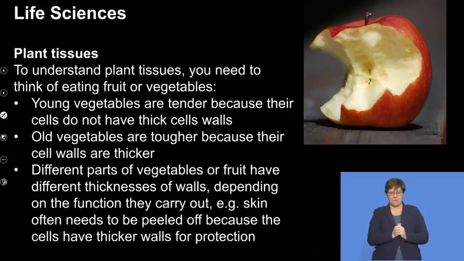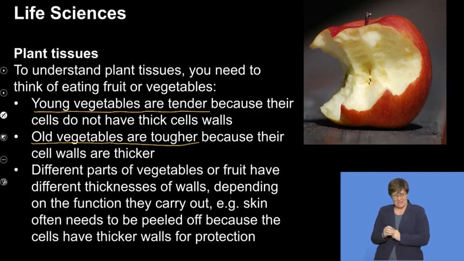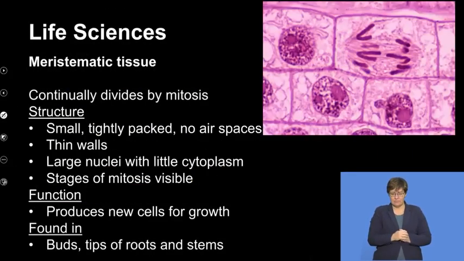For example, young vegetables are tender because they don't have thick cell walls. Old vegetables are tougher because they have thick cell walls. Different parts, let's say of an apple, have different thicknesses of walls depending on what function they need to carry out. And that is what you need to think of to understand plant tissues. Where is the cell and what is it actually going to be doing?